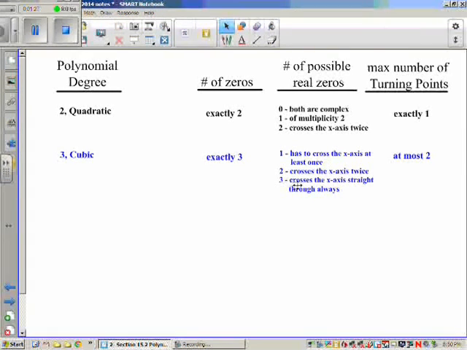We had that double zero that caused for 2 zeros in the example. So we're going to have at most 2 turning points. There are some inflection points that could be a little bit confusing, like in that y equals x cubed. It didn't look like it had any turning points, and it didn't, but it did have an inflection point.